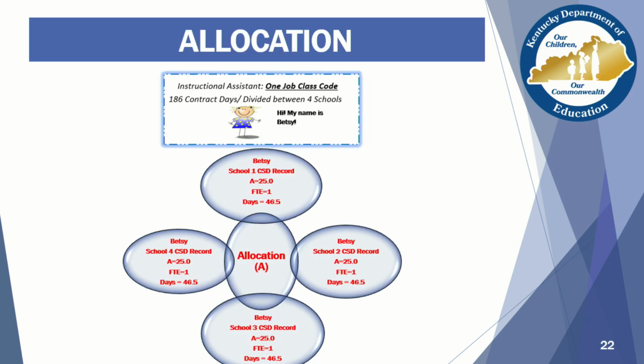So again, I wanted to create a graphic so that you could visualize this. In this case, we have Betsy. Betsy is an instructional assistant. She has 1 job class code. She's working 186 contract days divided between the 4 schools. So each of the 4 graphics around the allocation are her CSD records. And as you can see, the allocation is 25 for each of those 4 records, but the FTE is 1. It's 1 job class code. You will have a 1 FTE on every record. And the days, again, are prorated. It's the 46.5. It's her 186 contract days divided by 4.